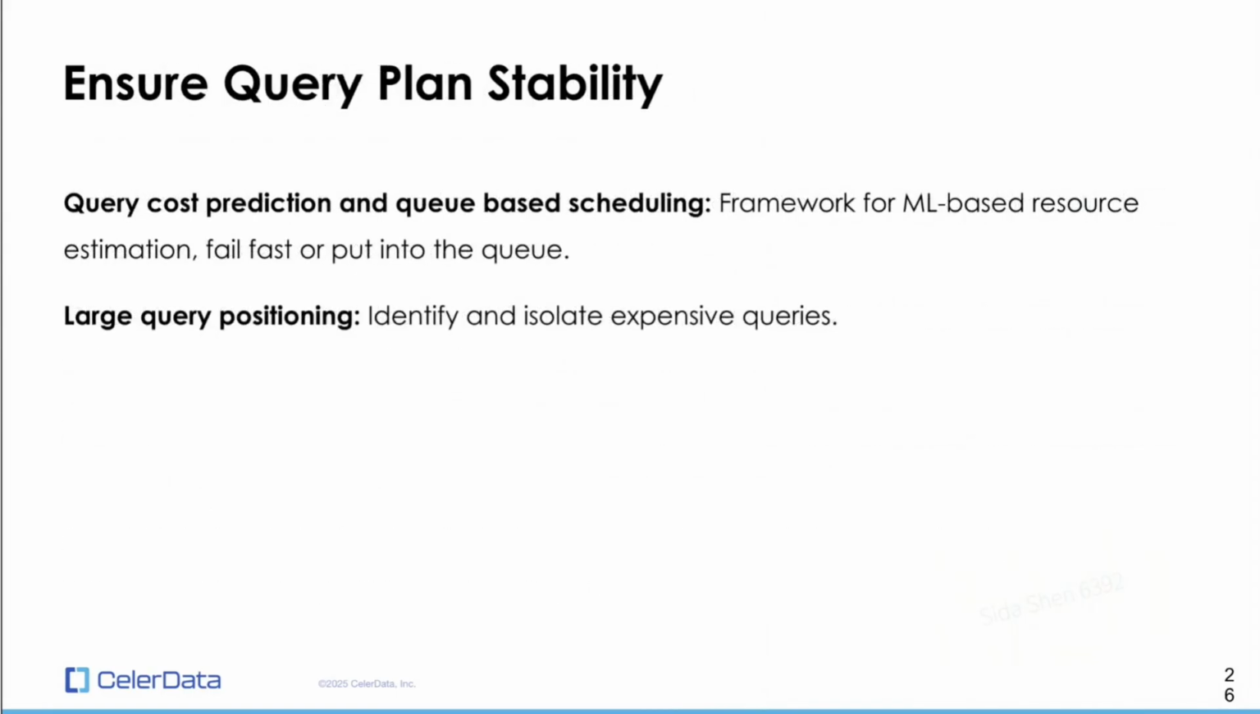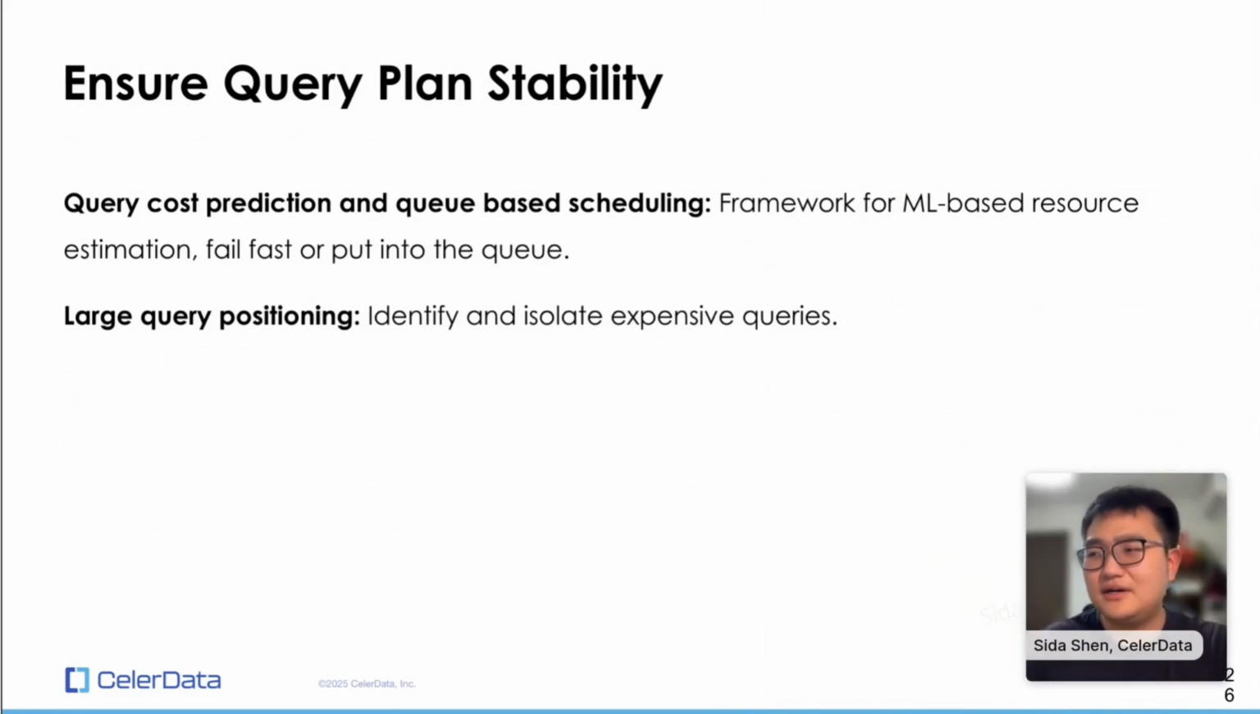And then to ensure query plan stability, when your data changes, your query plan, cost-based optimizers are pretty fragile, right? So we have a framework for machine learning-based resource estimation to identify those very expensive queries, either to put them in the queue or to fail them fast, so they don't affect other queries. So not one query can destroy your SLA for all of the other queries, all of the other tenants.